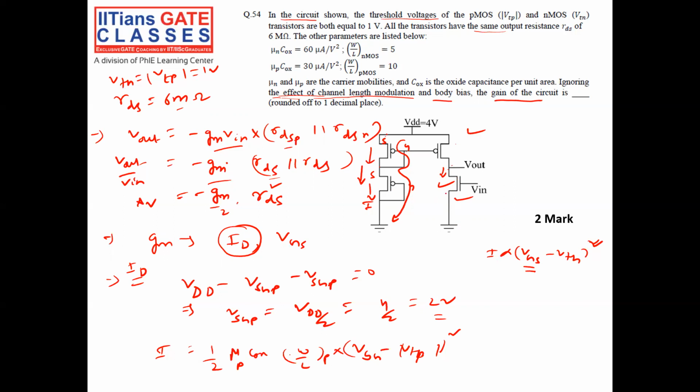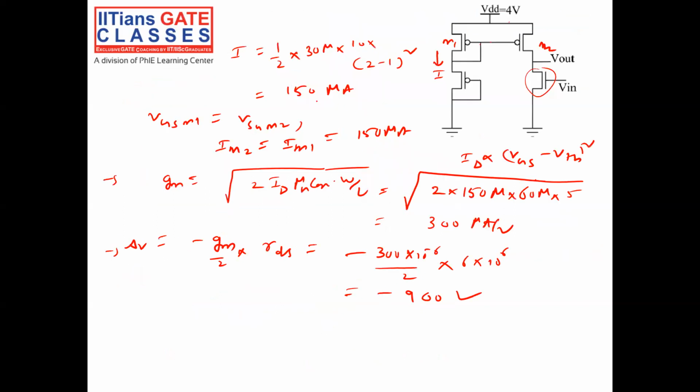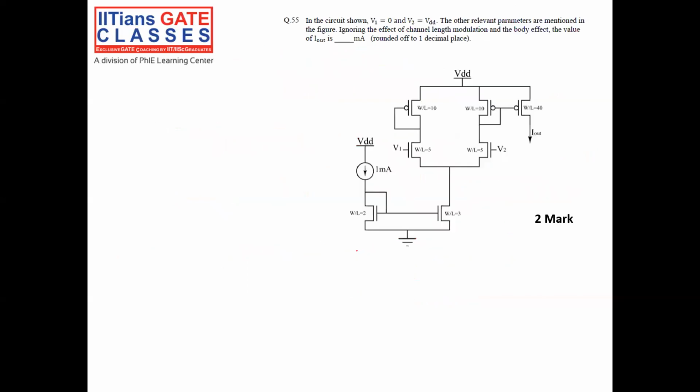So for finding the DC current to the input transistor, what I have done is calculate the current through the left branch. That came to 150 microampere. Since my left branch current equals the right branch current, because the VGS are the same, the same current will flow through my right branch. After knowing the current, I calculated the transconductance. Then my gain will be minus gm by 2 into rds. Okay, this is the solution.